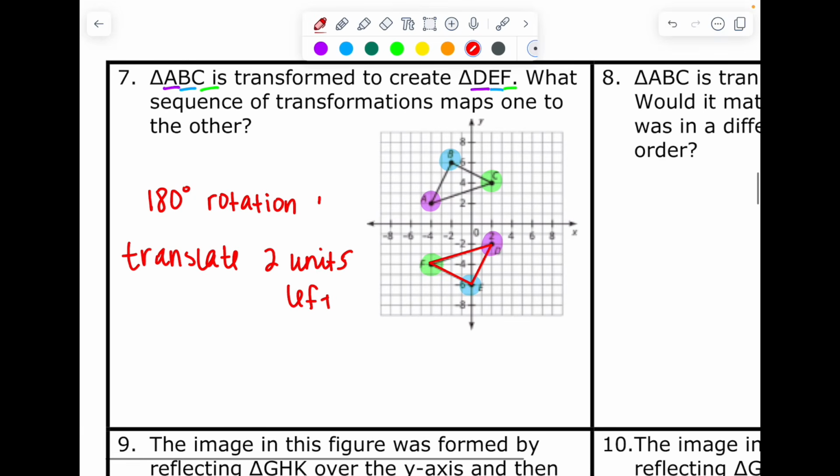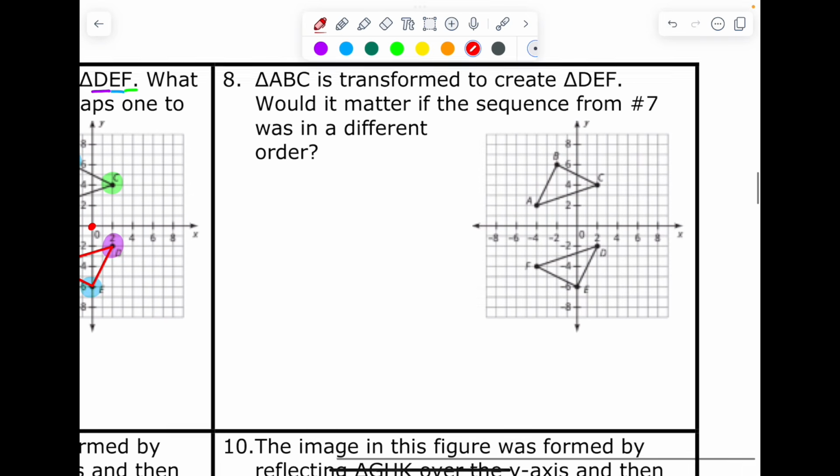And I'm sorry, this was about the origin. So the origin, (0, 0), was our center of rotation. Sorry about that. Okay, so that's it. Go ahead and try number 8.